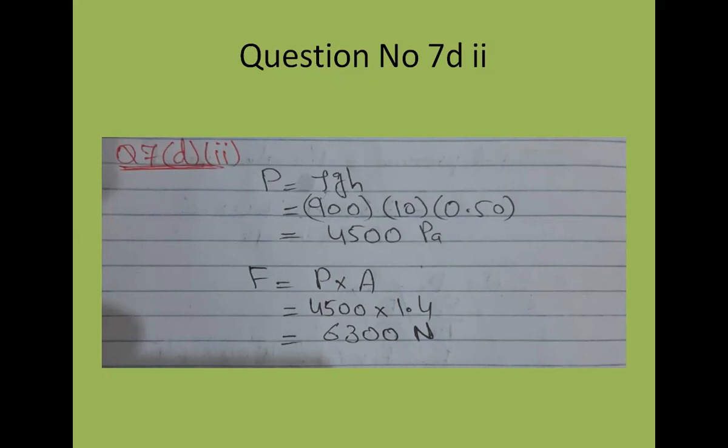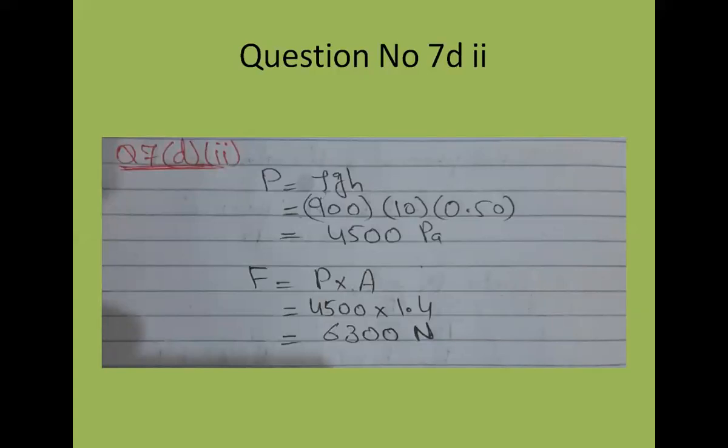So that will be rho g h. Rho means density, g means the gravitational field strength, and h means the depth of the liquid above that point. So it will be 900 multiplied by 10 multiplied by 0.50. That will give you 4,500 Pascal. So this extra pressure is now acting due to the liquid column above the piston number 2.